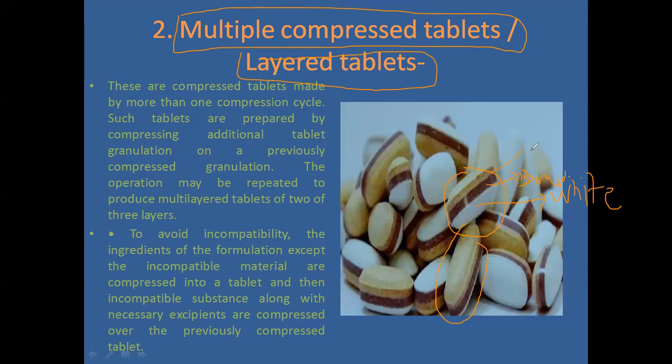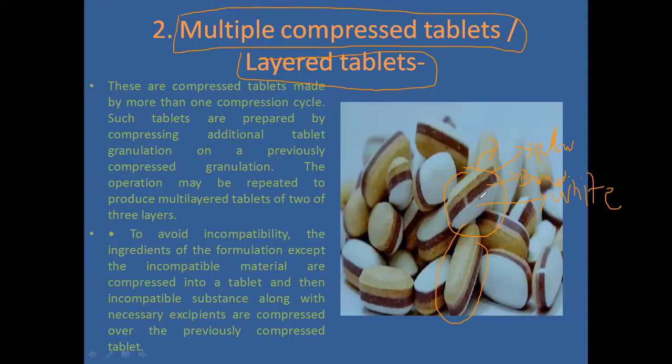Then we have a little bit yellowish layer in color. Okay, then again on top we have a... oh sorry, we have only three colors. So one is yellow, one is brown, and the third one is white. So you can see these are the three different layers.